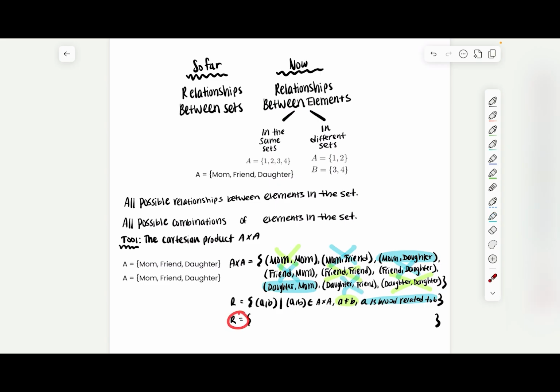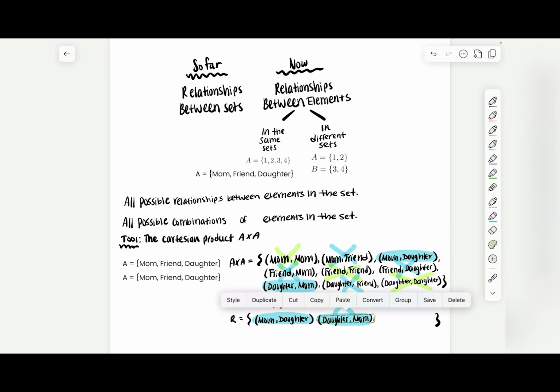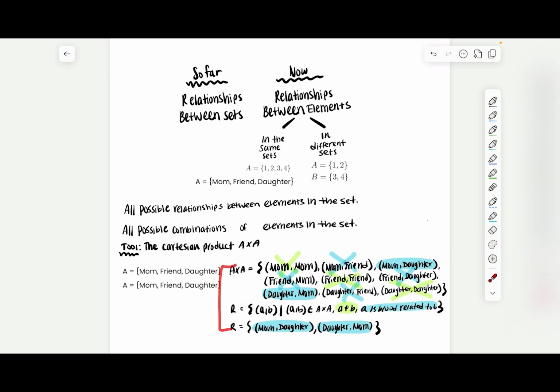So at the end of the day, your relation is going to contain only the pairs that satisfy this rule here, this relationship that your professor wants you to satisfy. So it's going to contain only this one, mom, daughter, and daughter, mom. So it may be helpful to always remember this analogy of using people as the elements of a set, because you can remember that this is all possible relationships, and then your relation is all actual relationships given whatever rule your professor gives, or again, whatever relationship your professor wants you to satisfy, because that relationship might not even make sense. It might not actually be a relationship that you would see in real life.